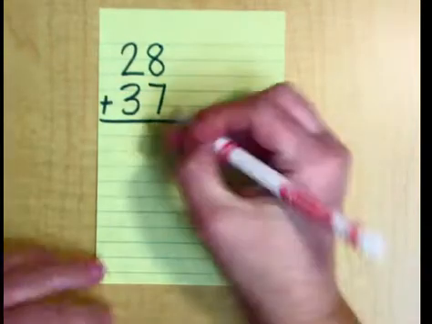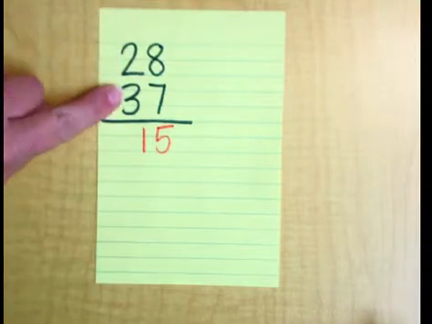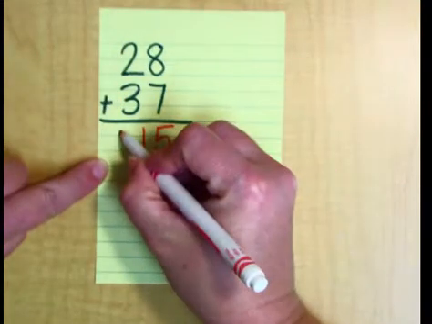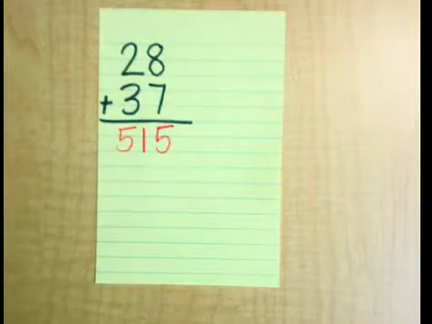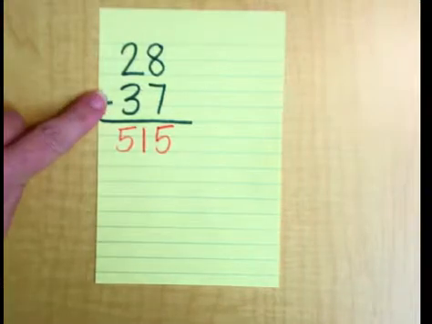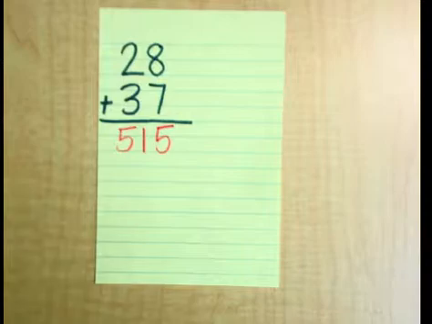That is 15. So I'm going to write that down there. And then 2 tens plus 3 tens is 5 tens. And 28 plus 37 is 515? What? That doesn't sound right. 20-something plus 30-something, there's no way it can equal 500 and something.